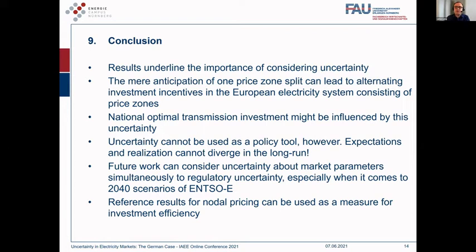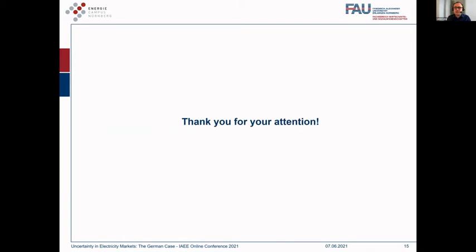Some future work could, for example, additionally consider this regulatory uncertainty in combination with parametric uncertainty, especially when it comes to future scenarios, for example, for the year 2040 of these ENTSO-E scenarios. And also what is planned, that I've not shown you yet because it's not done, is that we could compare the reference results for nodal pricing, which is seen as the lowest cost result, to see whether these investment incentives that we're looking at are the efficient measure in the end, because this would be relevant to categorize it. So thank you very much for your attention.